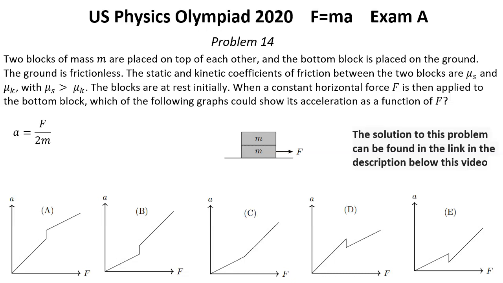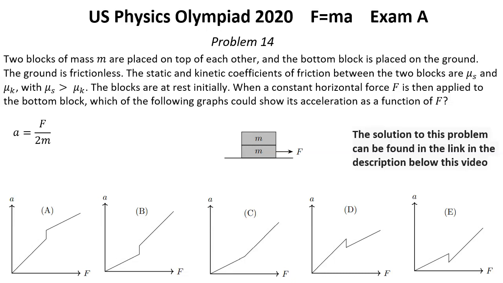At a certain threshold, the top block begins to slip, because μk is less than μs. The friction force decreases suddenly at this threshold, so the acceleration of the bottom block increases suddenly. For higher forces, the acceleration is again linear in the force, but with a greater slope.